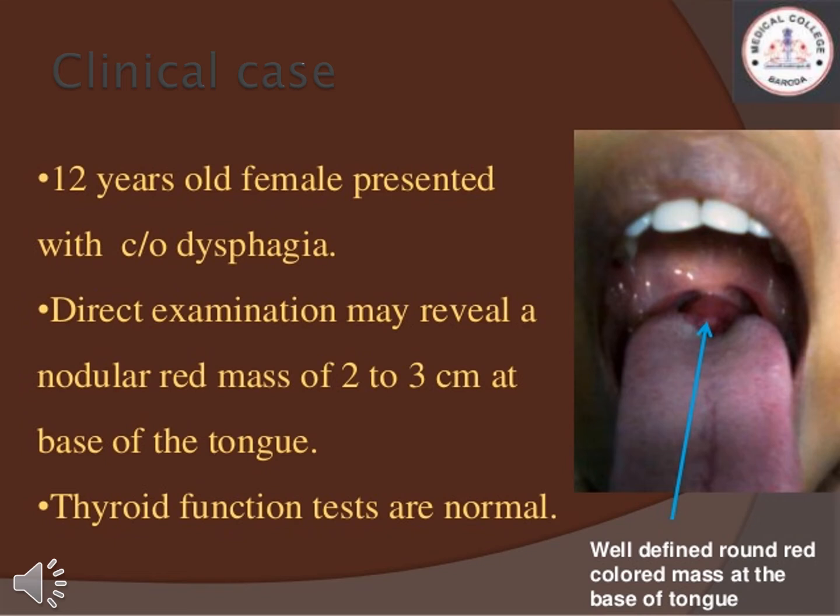Here a family brought a 12-year-old female presenting with a chief complaint of dysphagia. What is dysphagia? Dys means difficulty, phagia means swallowing. So this child presented with difficulty in swallowing. On direct examination there was a reddish mass about 2 to 3 centimeters situated near the dorsum of the tongue, or the base of the tongue dorsally, and when they took a sample from there, a tissue for biopsy, or what we call histopathological examination.